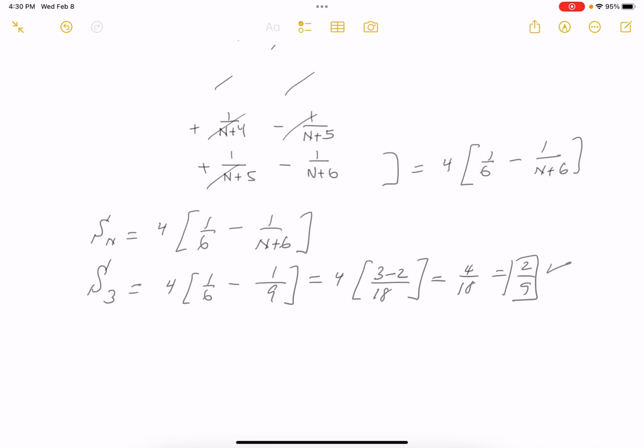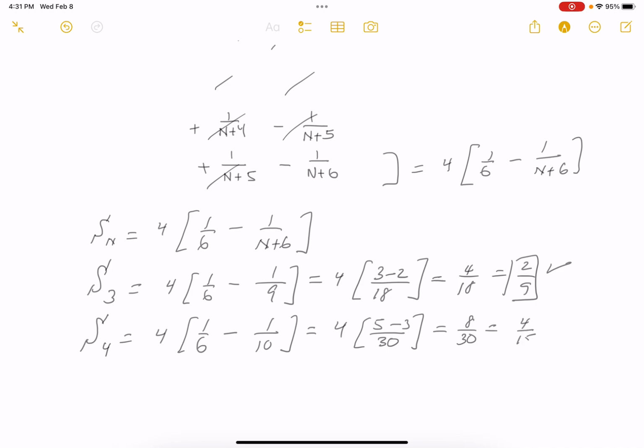The next one, they asked for S4. Again, I want to look back at the question and make sure they asked that. They did. S4 is also pretty easy to compute. It's 4 times 1/6 minus 1/10. I've got to do the arithmetic again. I guess 30, right? And that'd be 5 minus 3, which is 2, so 8/30, and that would be 4/15. Again, my recommendation is look at the key to make sure you're looking at 4/15, and I am.